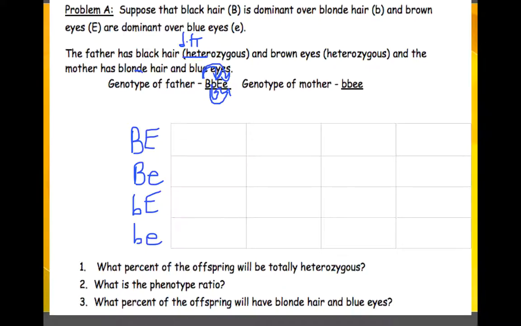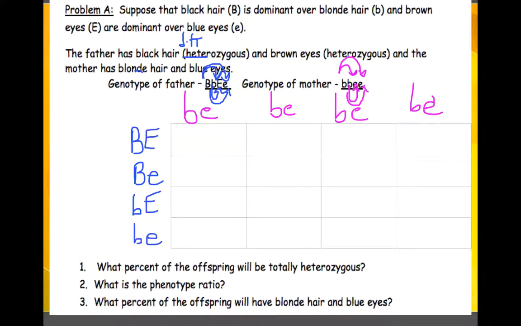Now the mother, she can give lowercase b, lowercase e, lowercase b, lowercase e. Looking at the second, lowercase b, lowercase e. Third, lowercase b, lowercase e. So she is like this for all of her possible gamete combinations.